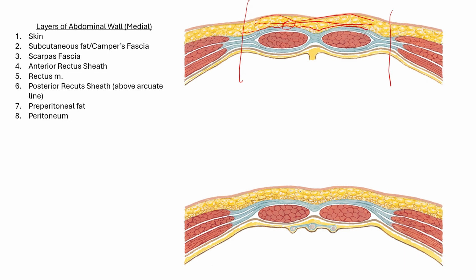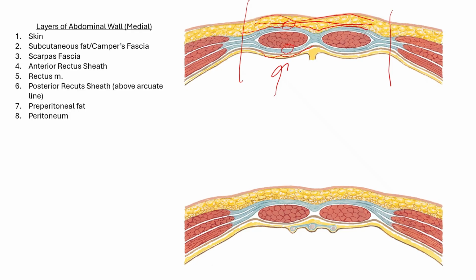Deep to the anterior rectus sheath, we of course find the rectus muscle. And of course, if we have an anterior rectus sheath, posterior to the rectus muscle is going to be the posterior rectus sheath. Just deep to the posterior rectus sheath, we have this fatty layer, which is going to be our preperitoneal fat. And then finally, the deepest layer of the abdominal wall is going to be the peritoneum.